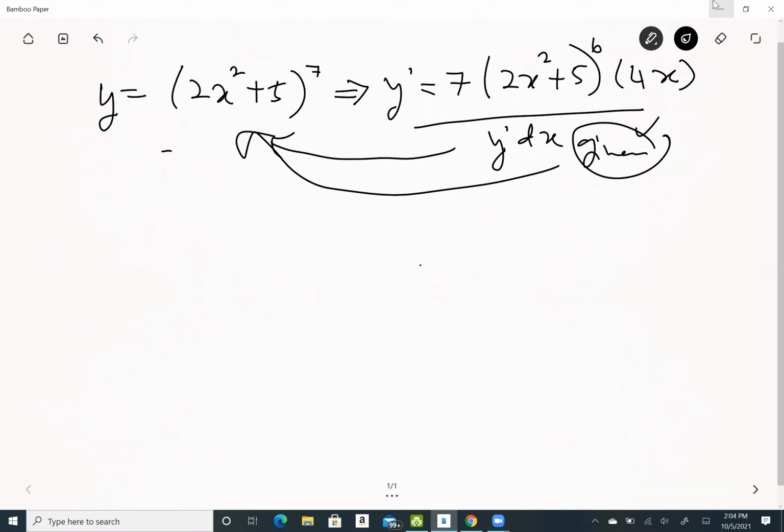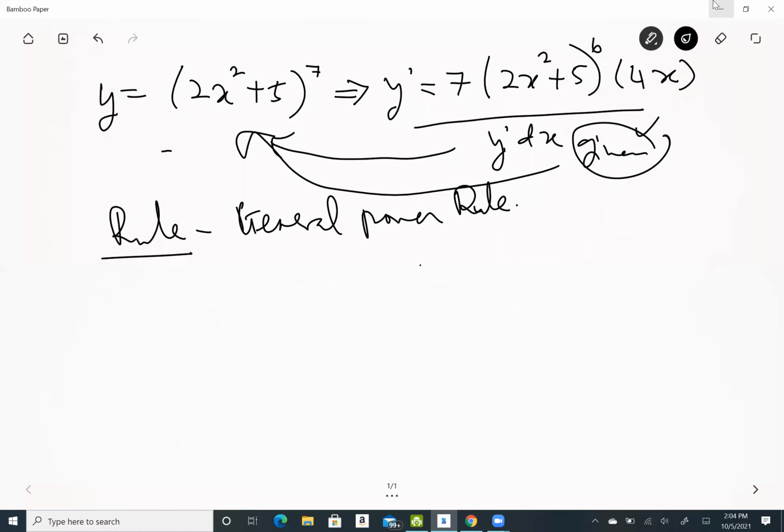So I give you the rule. This is the general power rule. We call it general power because it is more general. It's not just a simple x, you have some compound terms in x. So the rule is the following. If I have a function y equal to, how should I write it?